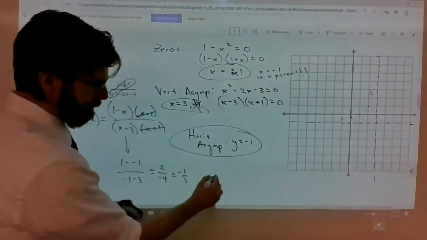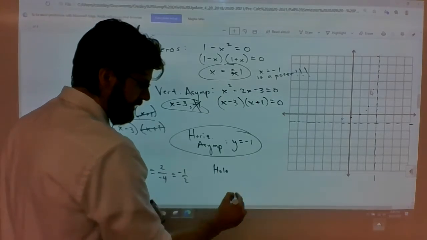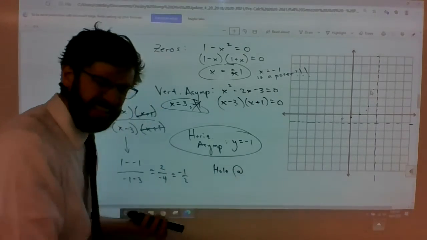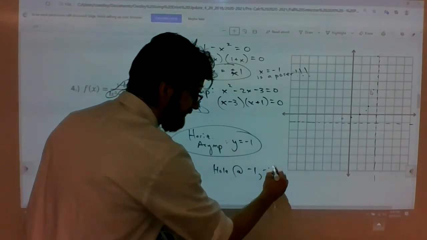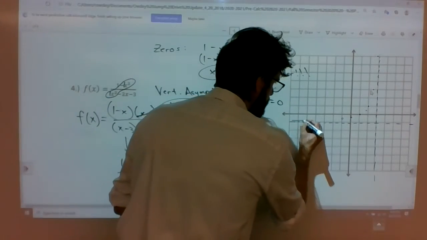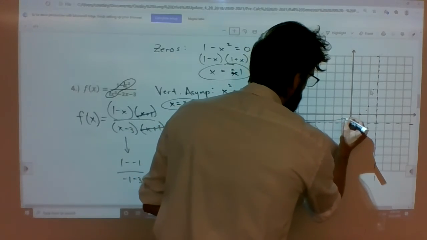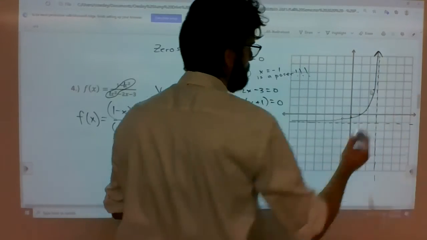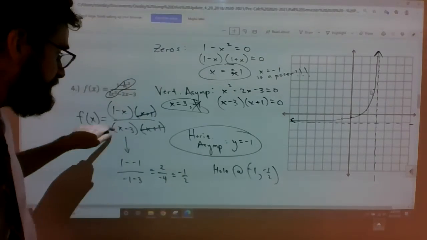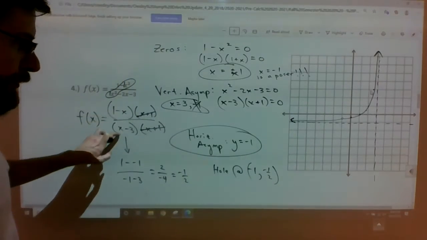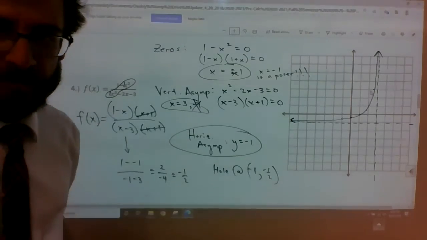So there's sort of like a fourth piece of information that's kind of helpful. At x equals negative 1 and y equals negative half. So it's pretty much this function, 1 minus x over x minus 3. It's just there's a hole in the graph.